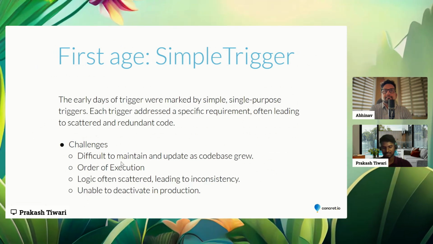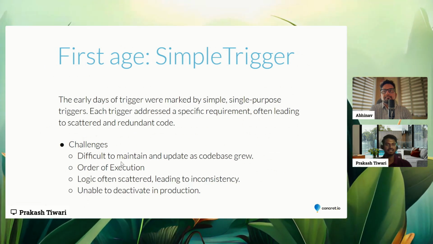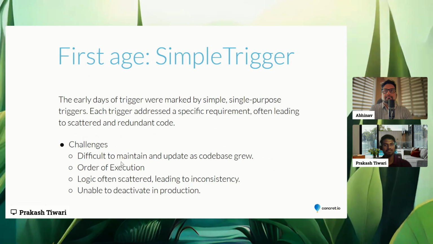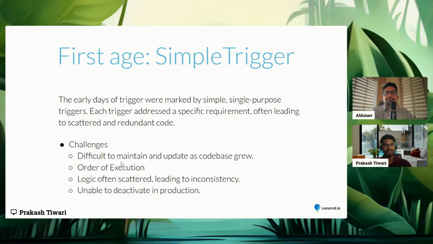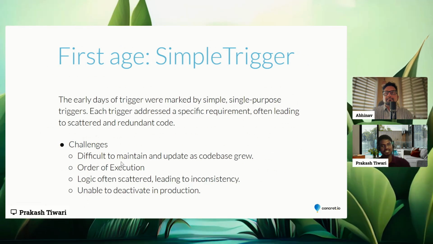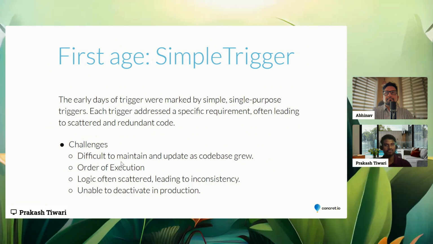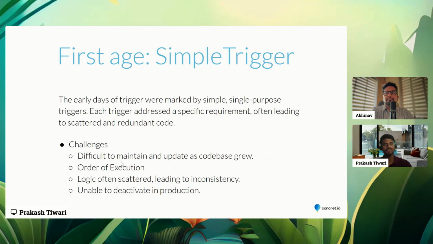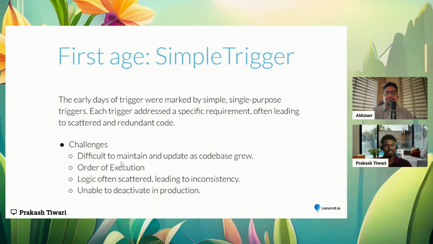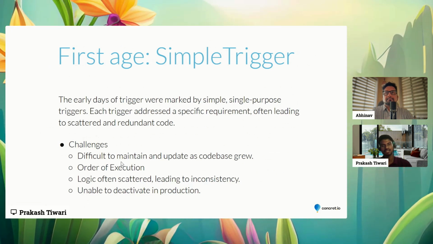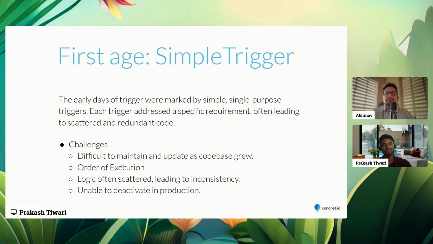So basically in this age, whenever there is any business requirement, we create a trigger for that particular specific requirement. The Apex trigger is created over an object. And if we come with a different requirement, then again we create a different Apex trigger to write the logic. And as the logic is written inside the trigger, we are unable to reuse the logic if we want to reuse it.